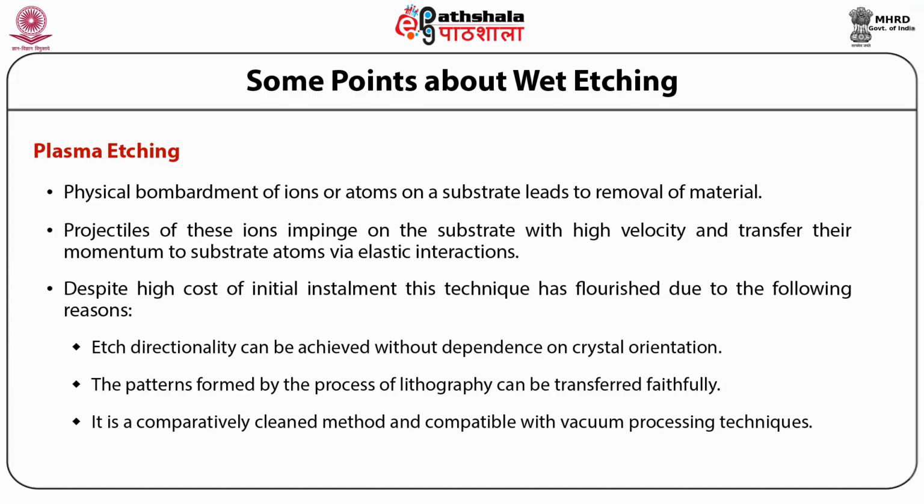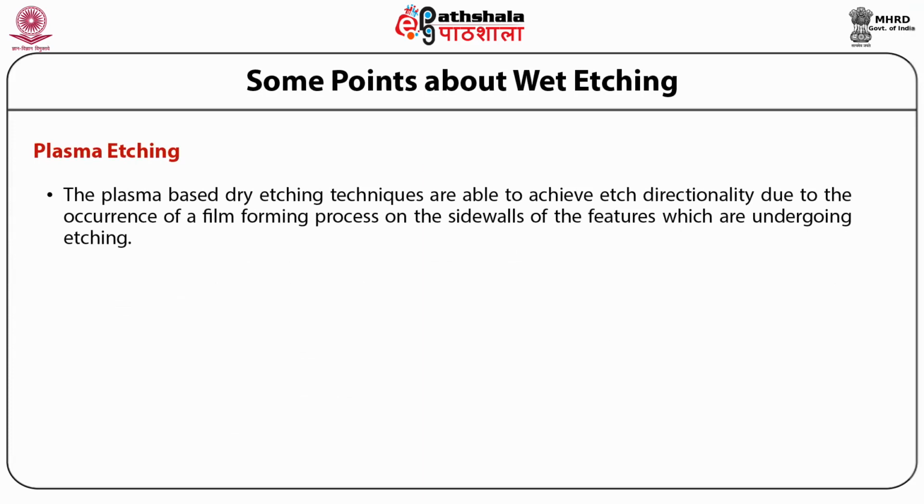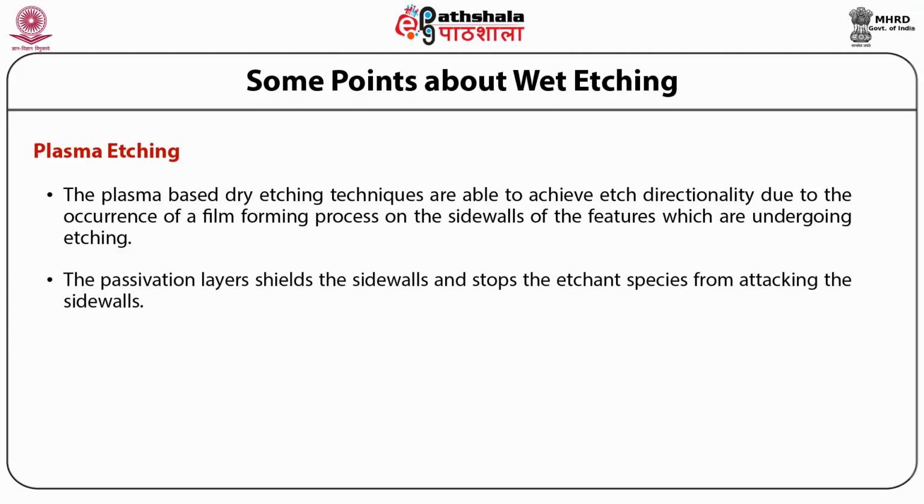with vacuum processing techniques. The plasma-based dry etching techniques are able to achieve etch directionality due to the occurrence of a film forming process on the side walls of the features which are undergoing etching. These films are given the name of passivation layers. The passivation layers shield the side walls and stop the etchant species from attacking the side walls.